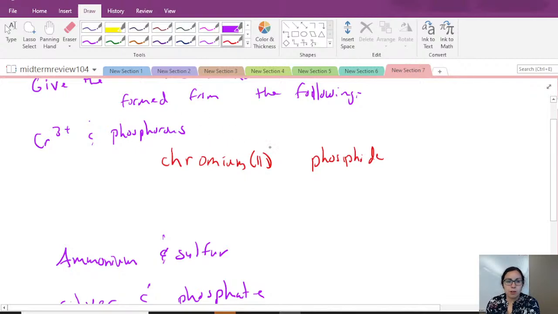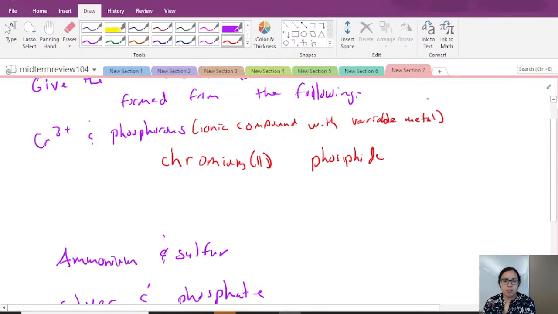So don't forget, write your Roman numerals since it's one of those transition metals, so it has multiple oxidation states. We can classify it as an ionic compound with a variable metal. So we named it like an ionic compound: we have our metal, and then we change the ending to "ide." And then what's our formula? So I'm going to rewrite this 3. What's our formula then?